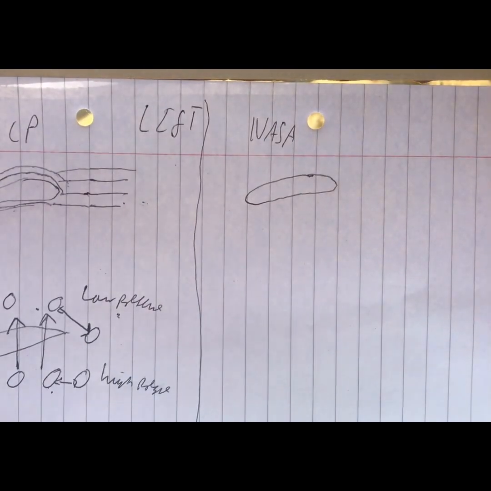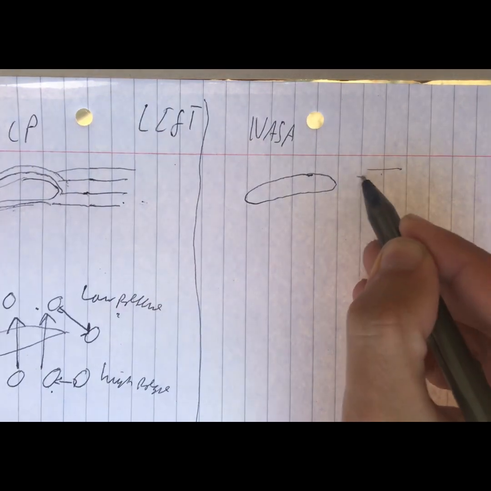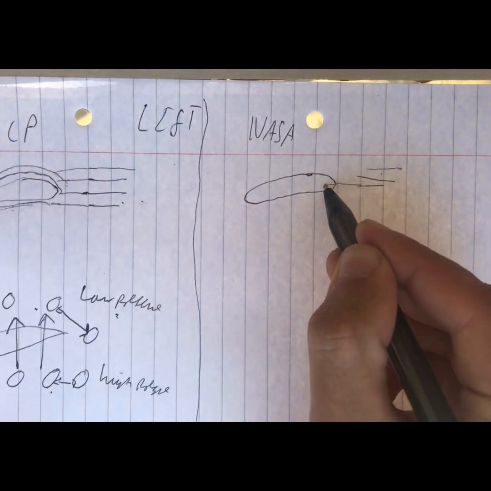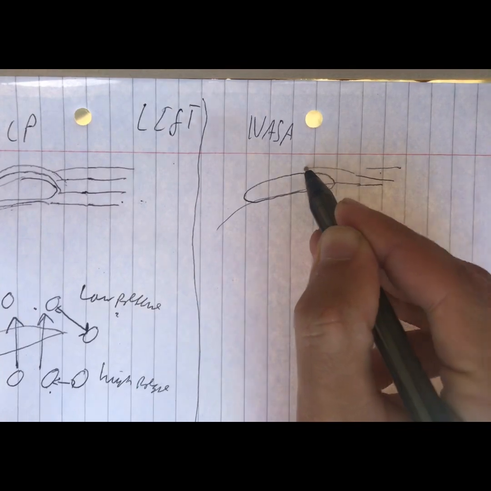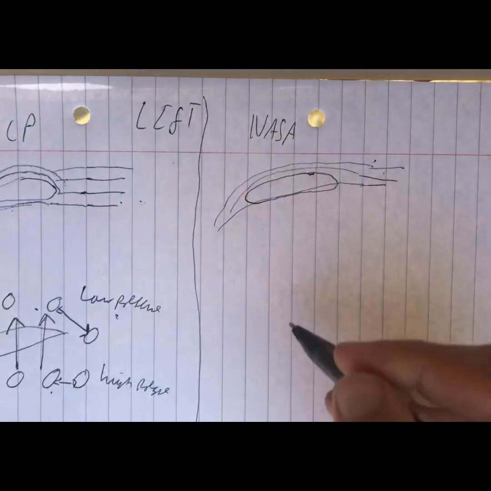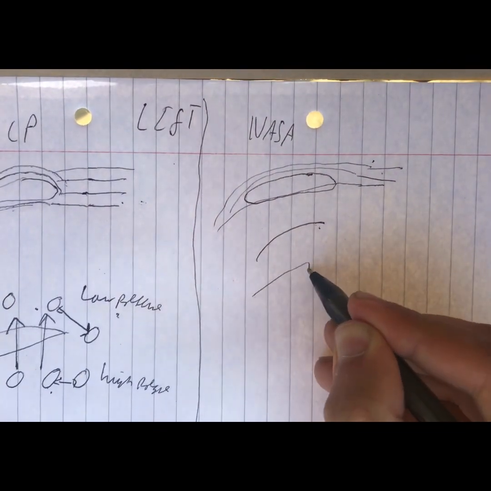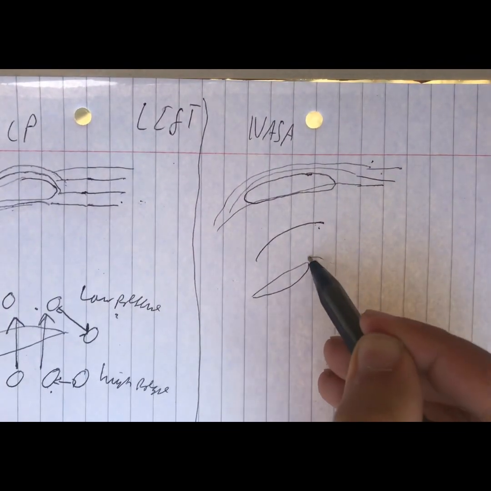So in NASA's model, what happens is this undisturbed air moves over the wing and is deflected down by the wing. So high camber wings or high angles of attack are going to deflect this air down.